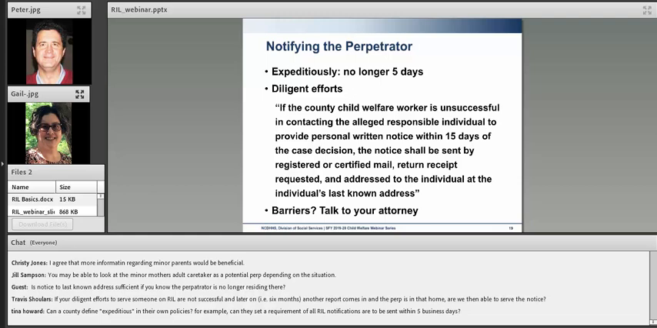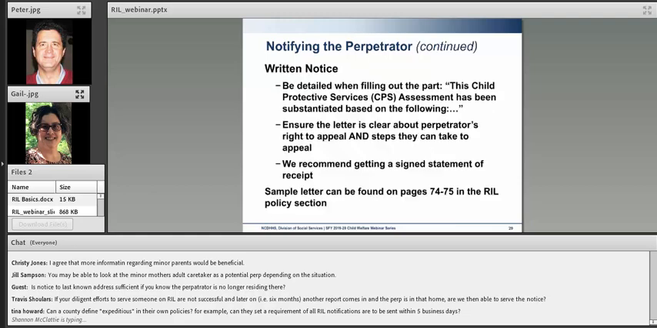And it's not actually the same thing as service. When we say service in a legal sense, it's a notification. So the social worker handing the person the RIL letter, that's a notification. That's considered a good notification. And then of course, document.